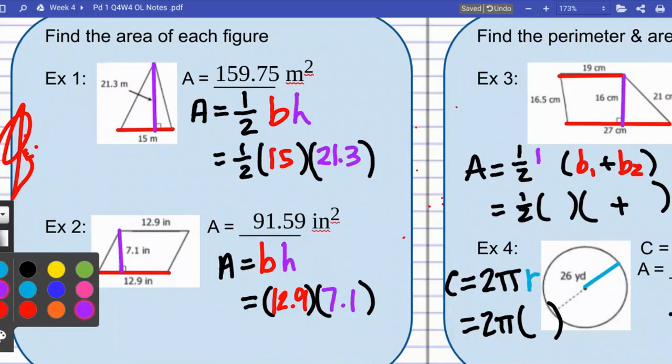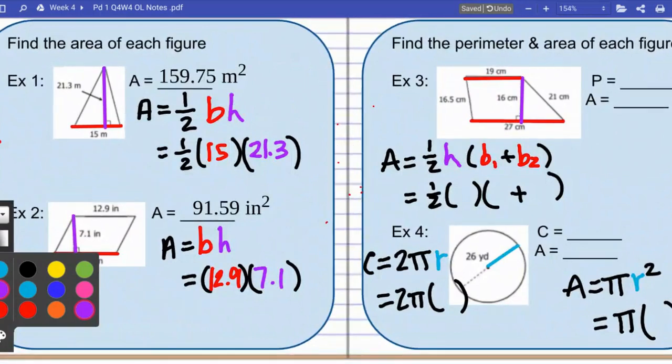On the next picture, this is a trapezoid. So if we want to do our area of a trapezoid, it's going to be 1/2 the height, which is 16, times the two bases added together. So it's going to be 19 plus 27. So we're going to add together the bases, 19 plus 27. We're going to times it by the height, which is 16. And then we're going to divide our answer by 2. When we do that, we get 368. So our area is going to be 368. That's going to be centimeters squared.